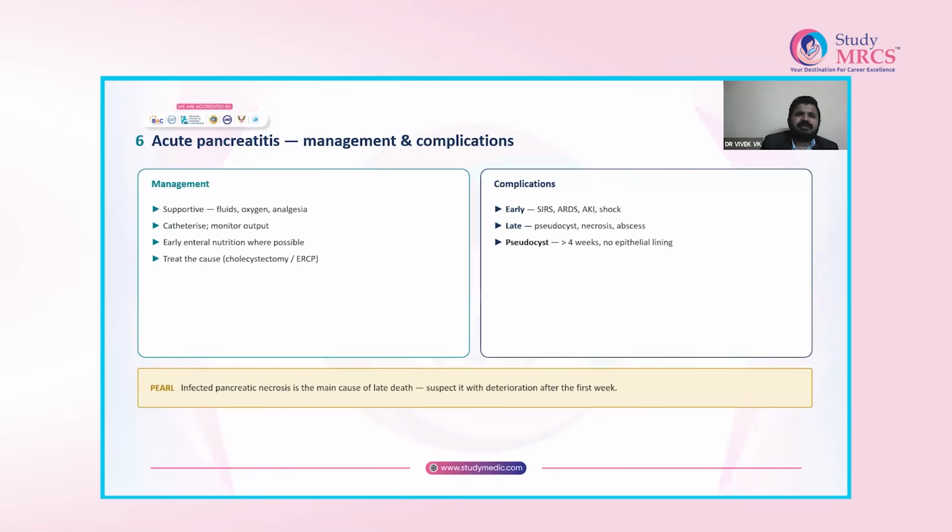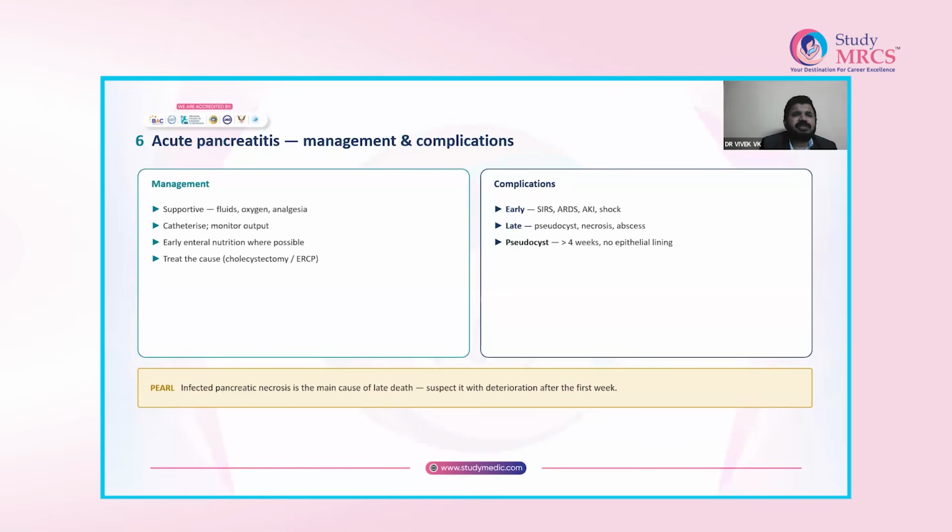So how will you manage a case of acute pancreatitis? You have to always say, I will manage the patient according to the care of the critically ill surgical patient protocol. I will conduct the resuscitation in an ABCD approach. Then you can start different other aspects. You can give high flow oxygen, analgesic, and intravenous fluid. You have to catheterize the patient and monitor the urine output.